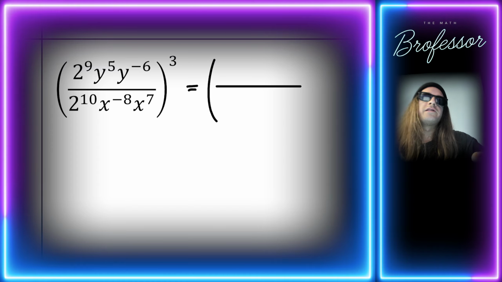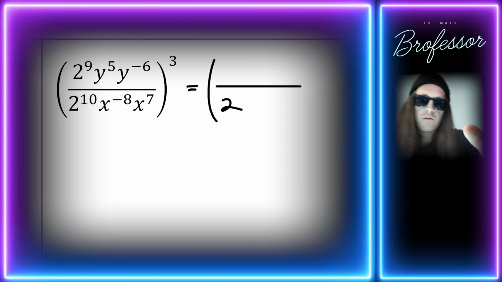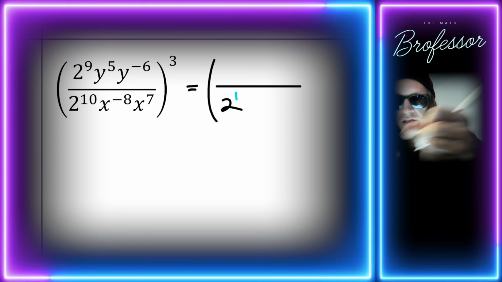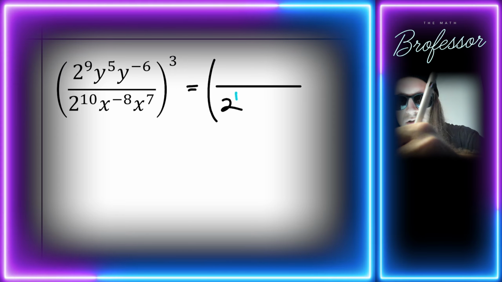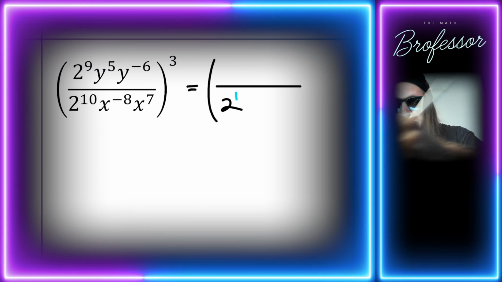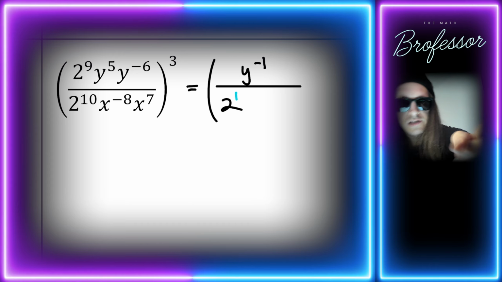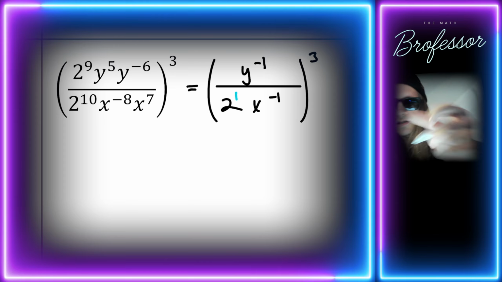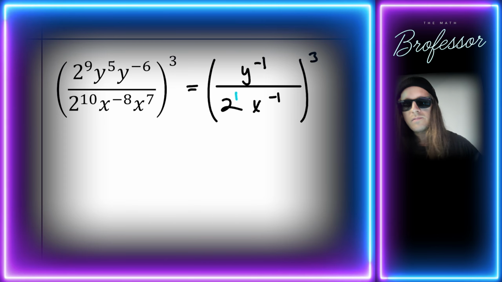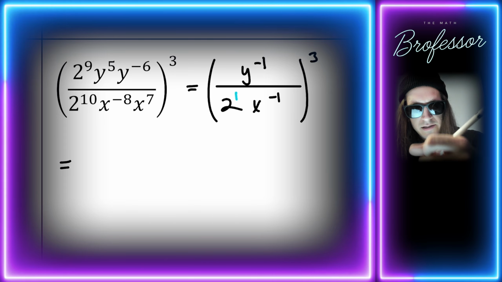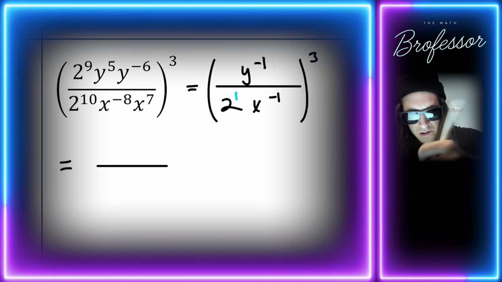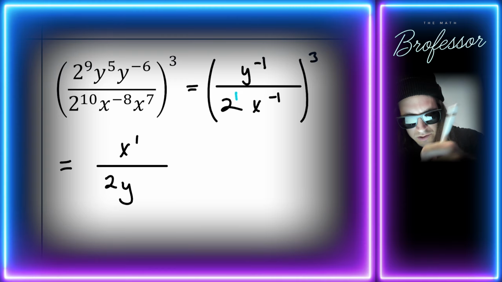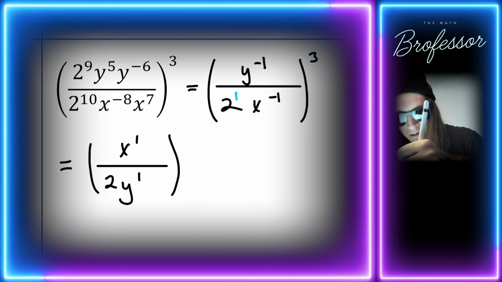There's 9 2's in the top. There's 1 2 on the bottom, meaning 1 2 on the bottom will survive. 10 minus 9 is 1. As far as the y's go, 5 minus 6 is negative 1. As far as the x's go, negative 8 plus 7 is also negative 1. So if I combine all my exponents, that's what I'll end up with. The ones that are negative need to reciprocate. So this becomes x to the 1 over 2y, to the 3rd power.